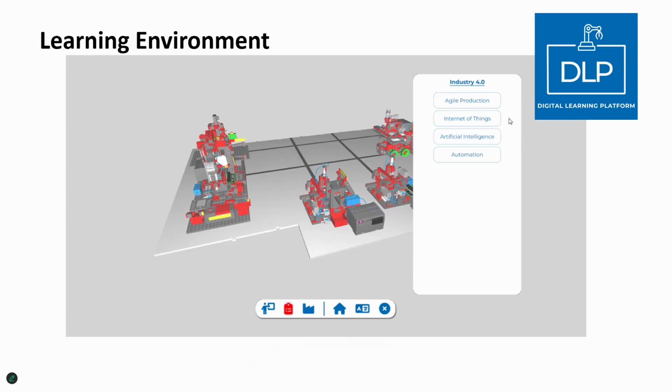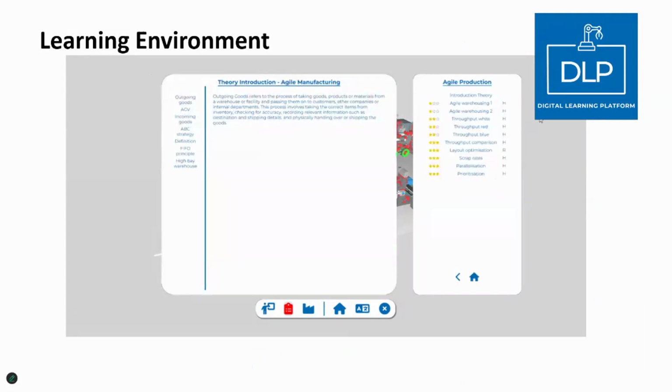There are 4 different learning modules: Agile Production, Internet of Things, Artificial Intelligence, and Automation. There's always a theory introduction. On the right side, you can find the different tasks. We visualized the difficulty of the tasks and the platform.